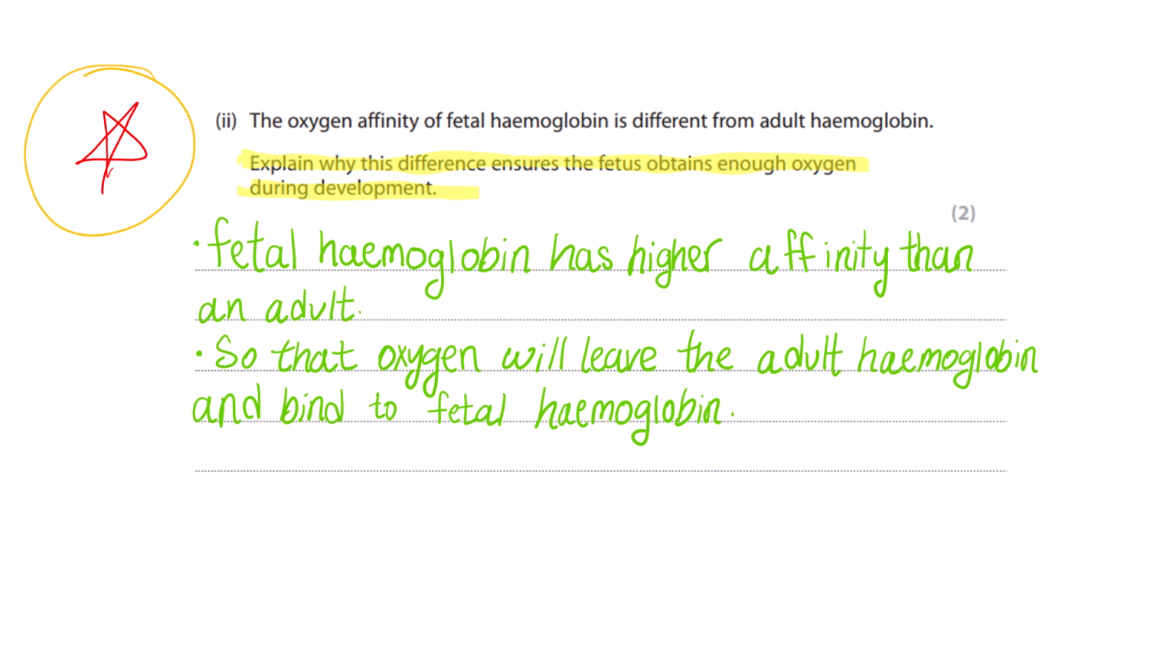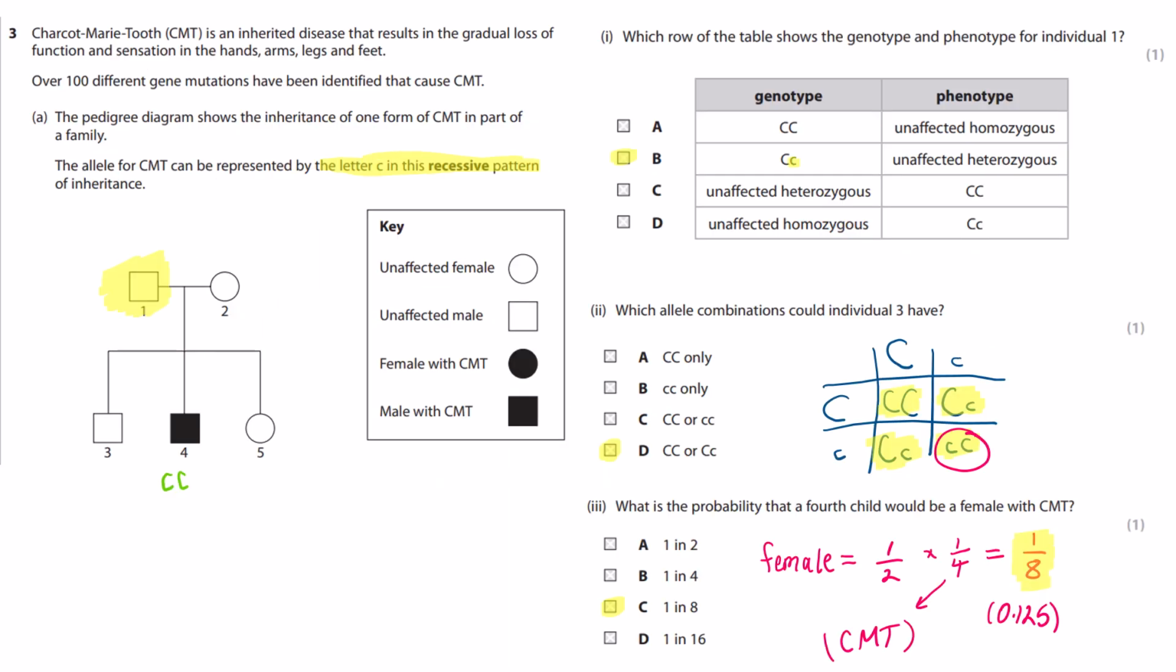Okay, so number one, fetal hemoglobin has higher affinity than adult. Why does fetal hemoglobin have higher affinity? So that it can take more oxygen, okay? Because it requires oxygen for development, okay? Number two, so that oxygen will leave the adult hemoglobin and bind to the fetal hemoglobin, okay? So the hemoglobin wants to bind with as much oxygen as possible. Okay, question number three.